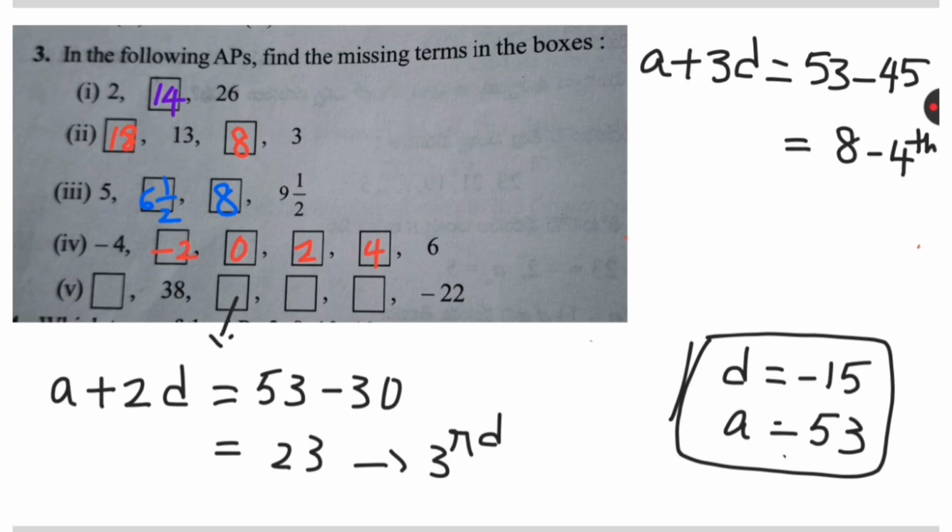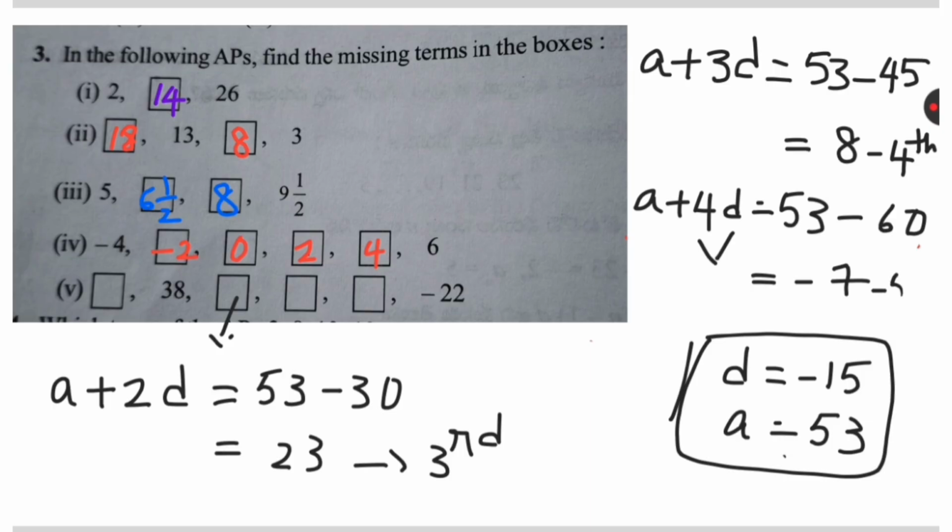Let's find out the fifth term, which is a plus 4d. A is 53. 4 times d, which is minus 15. So 4 times minus 15 which is minus 60. So 53 minus 60 which gives minus 7. This is the fifth term. The first term is 53. Third term is 23. Fourth term is 8. Fifth term is minus 7.